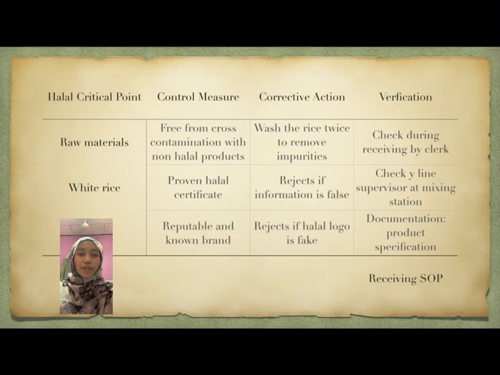For halal critical point and its control measure, for example, the raw material is white rice. So for the control measure, we need to make sure that it is free from cross-contamination with non-halal products, and it is also proven with a halal certificate, and it is better if it is from a reputable and known brand. As for the corrective action, we have to wash the rice twice to remove the impurities and reject it if the information on the product is false and if the halal logo is fake. As for the verification, it is checked during receiving by QA.